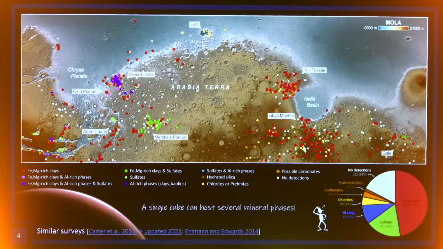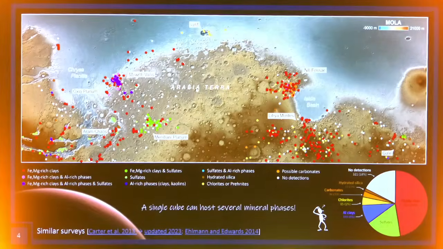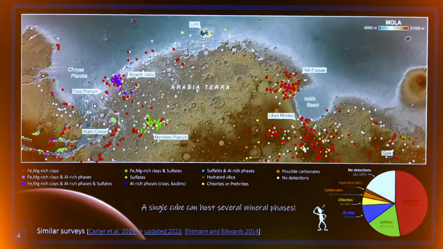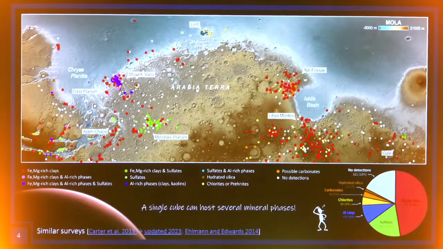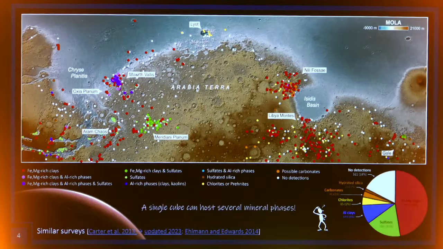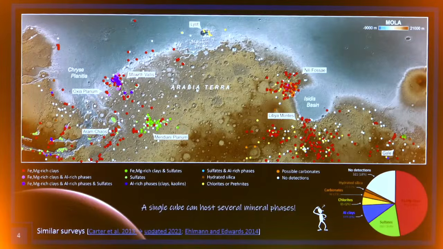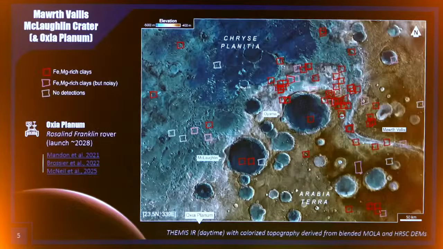But also from Hellman and Edward in 2014. So my point here is just I focus on the ferromagnetic clay. So I took all those, I think it's more than 800 cubes, where we clearly identify them. So just a little overview of the regions that we are covering with this kind of survey.